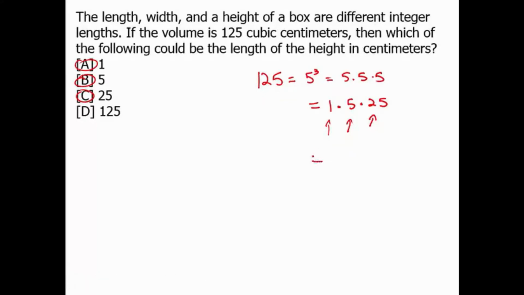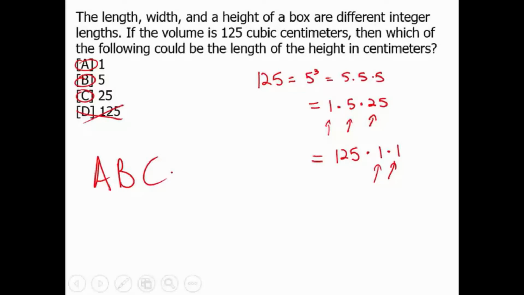There's no way, though, that we can have 125 as one of the factors, because then we'd need to have 1 and 1. And then we'd have two of the same, so that's not going to work. So D is not going to work. Only A, B, and C work. And so those are the answers.